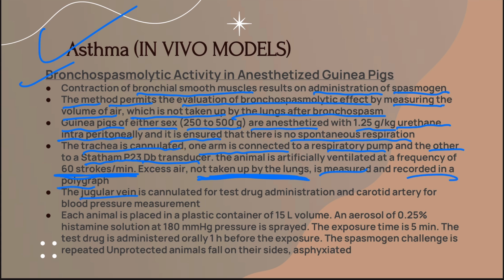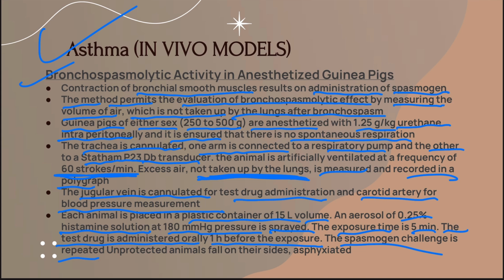The jugular vein is also cannulated for test drug administration, and the carotid artery is cannulated for blood pressure measurement. Next, each animal is placed in a plastic container of 15-liter volume and an aerosol of 0.25% histamine solution, which is the spasmogen, at 180 mmHg pressure is sprayed. The exposure time is about 5 minutes and the test drug is administered orally 1 hour before the exposure. The spasmogen challenge is repeated, and the unprotected animals, meaning the animals which are not given the spasmolytic, will fall on their sides because of the asphyxia which occurs because of the bronchospasm, so the animal is not able to inhale.